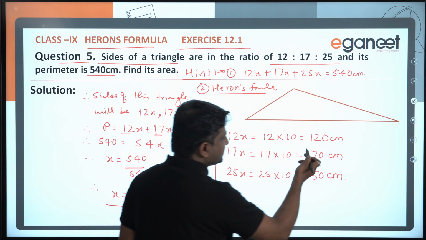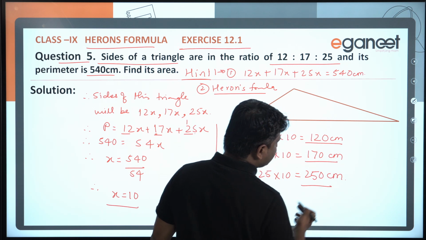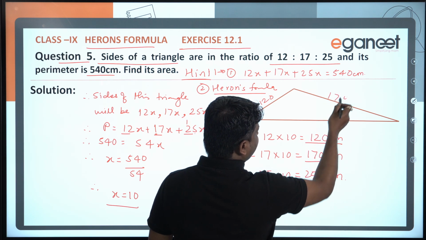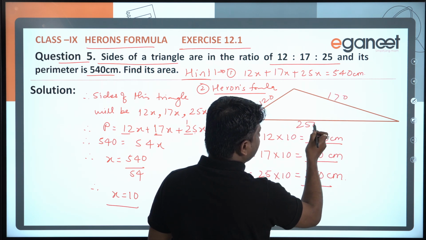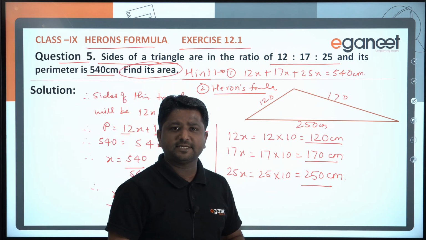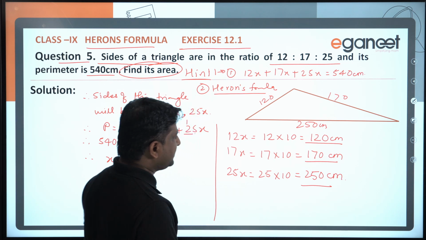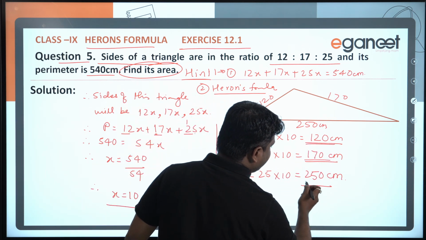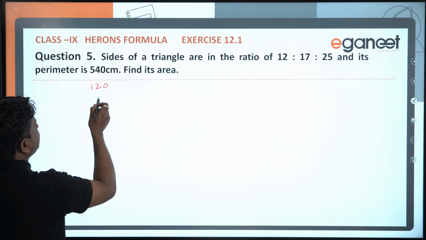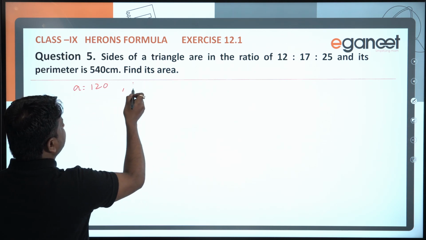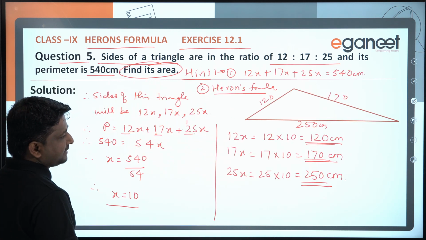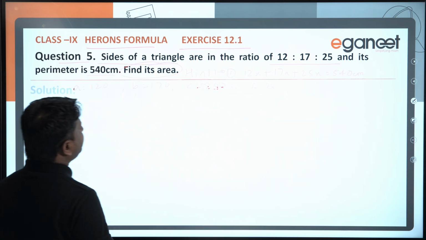Now we have all three sides: 120, 170 and 250. Let me write, suppose this is 120, this side as 170 and this side as 250 centimeters. And we have to find the area. As we have all the sides of the triangle, we'll use Heron's formula, right? So 120, 170 and 250 are the sides of the triangle. Let me write again. 120, let me call this A. Then B equals 170 and C equals 250. Let us check it. 120, 170 and 250, right?